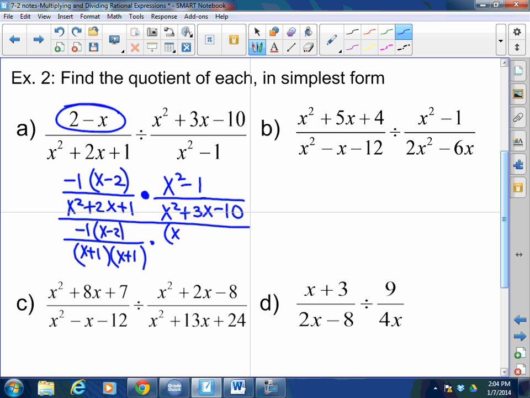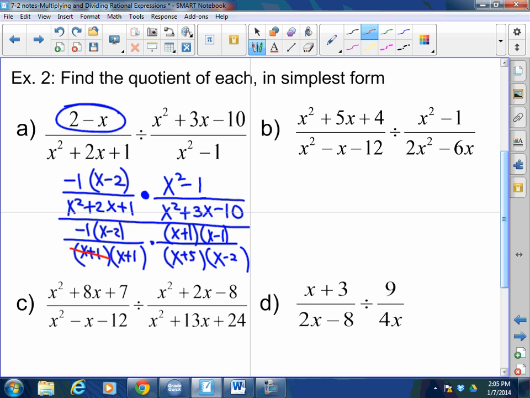Difference of squares. Thank you. x plus 1 times x minus 1. Excellent. Over. What times what is 10? Negative 10, but I have to get positive 3. Positive 5, negative 2. Now the fun part.